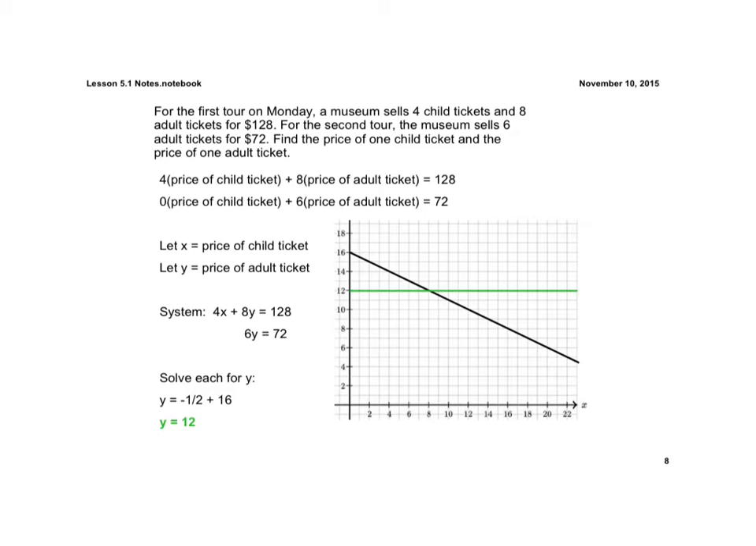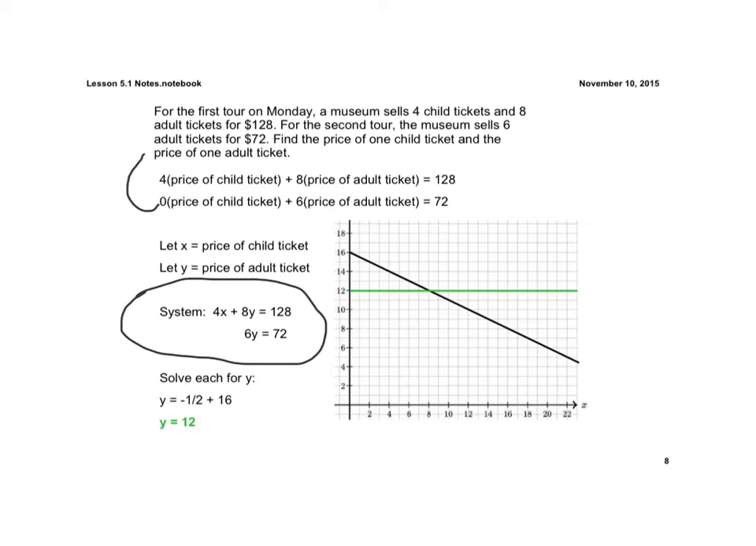Well, we first have to set up our equation. So what we're given is 4 child tickets, we don't know the price of a child ticket, plus we buy 8 adult tickets, we don't know the price of the adult ticket, equals $128. The second tour, we had 0 child tickets plus 6 adult tickets for $72. Well, if we let x be the price of the child ticket and y be the price of the adult ticket, now we have this system of equations we can set up.